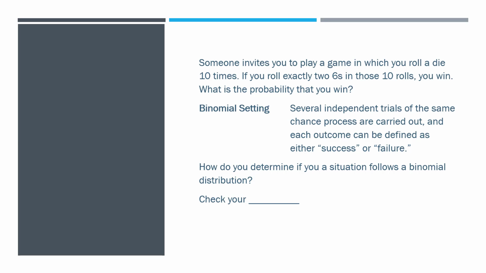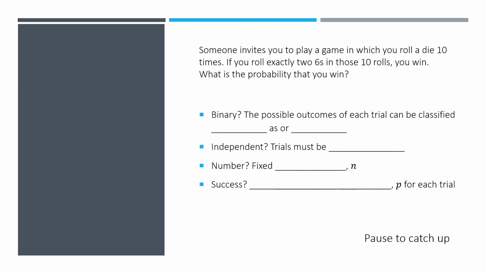Well, how do we know this is indeed a binomial setting? We break down the definition using this handy acronym. Check your BINS. The first thing to check is if the outcomes are indeed binary. Can each outcome be classified as either a success or as a failure? Well, in this case, we say yes, because a success is obviously going to be a 6, and a failure is anything else. It's a not 6.